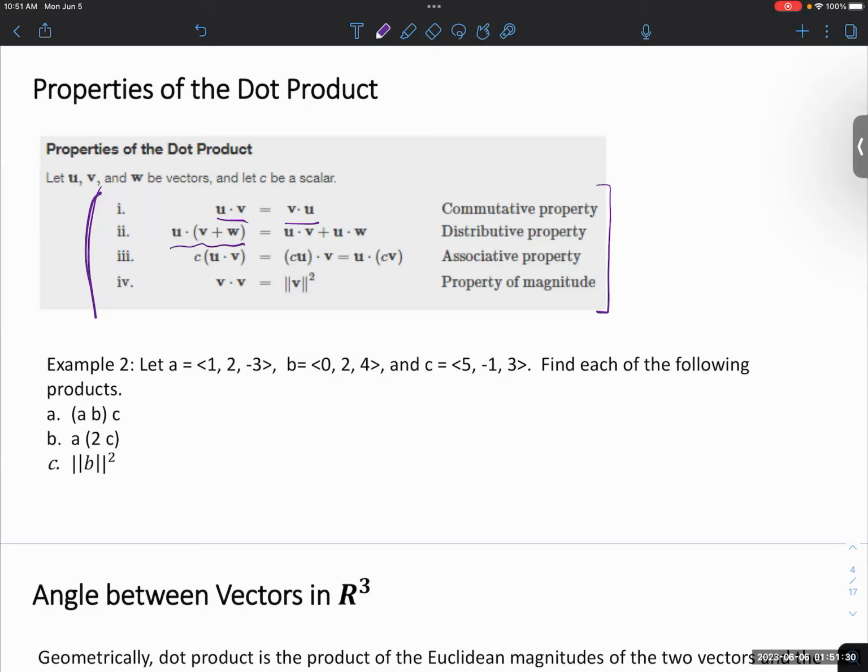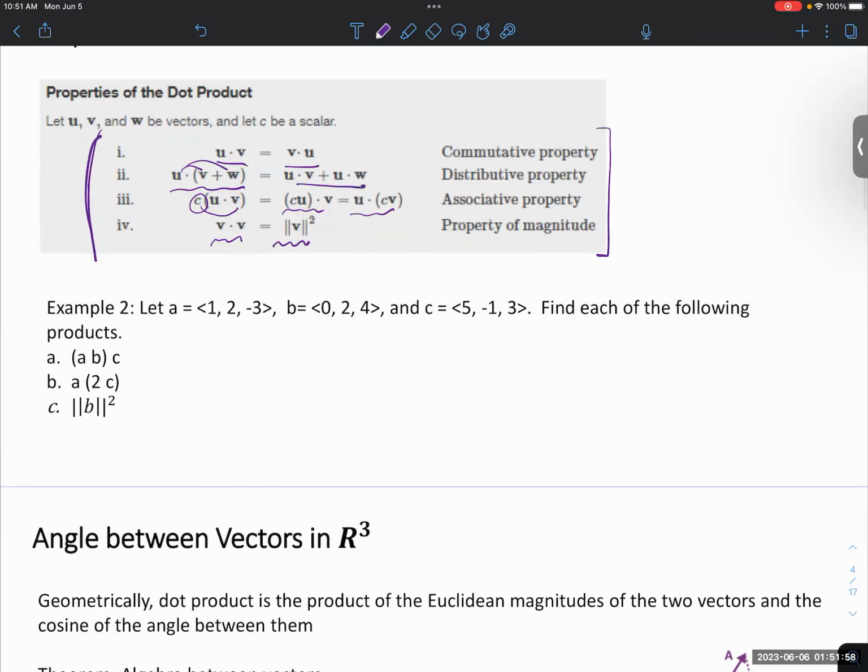And also you can use a distributive property as well. And then you can multiply the scalar first, or you can multiply the second vector times the scalar. The order does not matter. And if you multiply the same thing twice, it's going to be the magnitude to the second power, because you're multiplying the same thing twice, you can find out the magnitude. So these are simple properties of the dot product, just be aware of that.